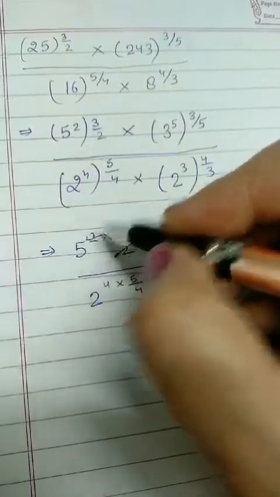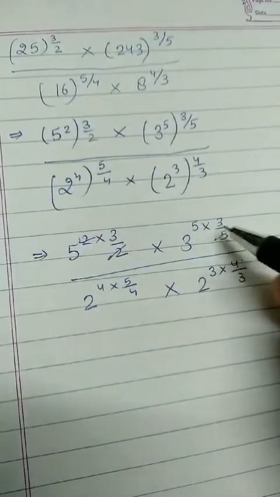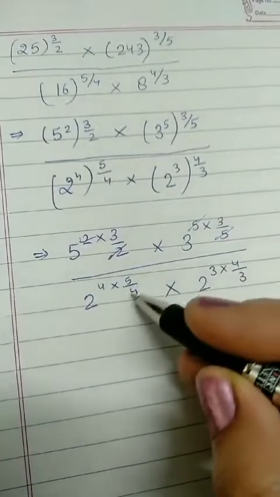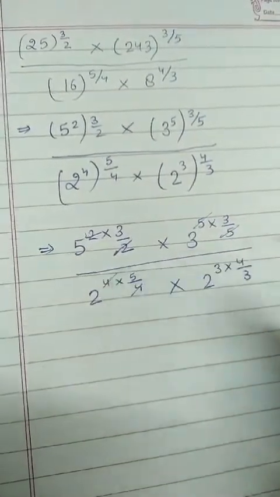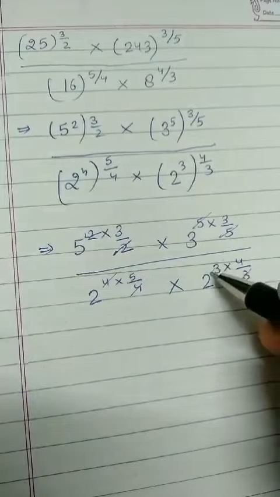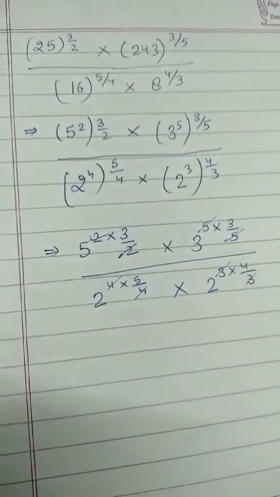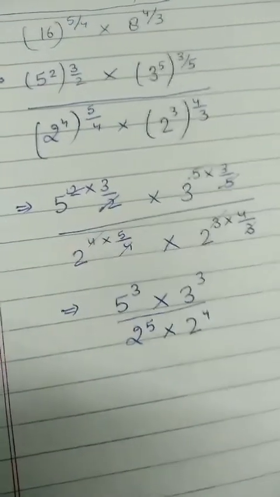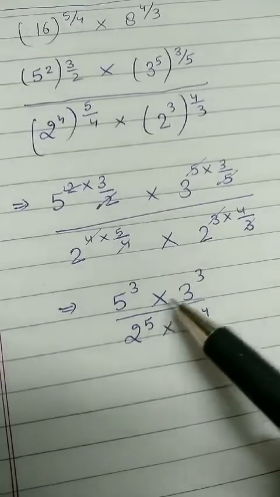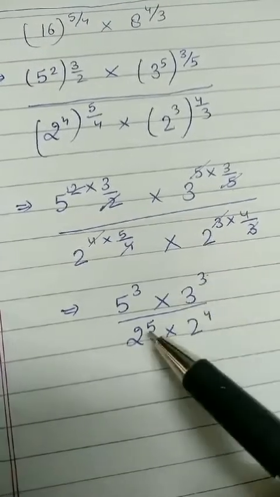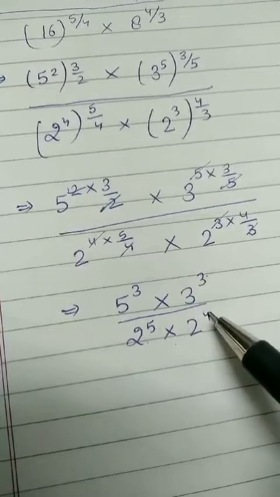This 2 and 2 cancel. Here 5 and 5 cancel. This 4 and 4 cancel. 3 and 3 cancel. Now we have 5 raised to power 3 into 3 raised to power 3 upon 2 raised to power 5 into 2 raised to power 4.